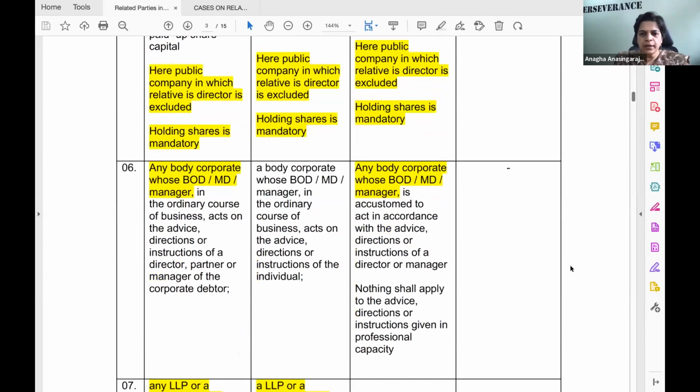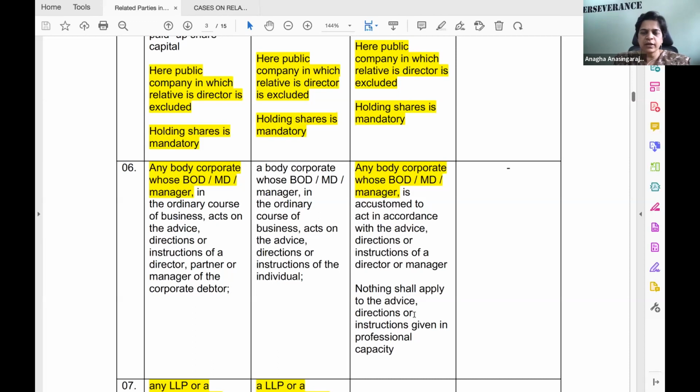Now, any body corporate whose board of directors, MD or manager is accustomed to act in accordance with the instructions or directions of a director or the manager, and nothing shall apply to the advice, directions or instructions given in a professional capacity. Now here, comparing the two definitions, both are almost the same, but what we have in the Companies Act is that the instructions and directions given in the professional capacity are not to be considered as a related party for the purpose of the Companies Act.